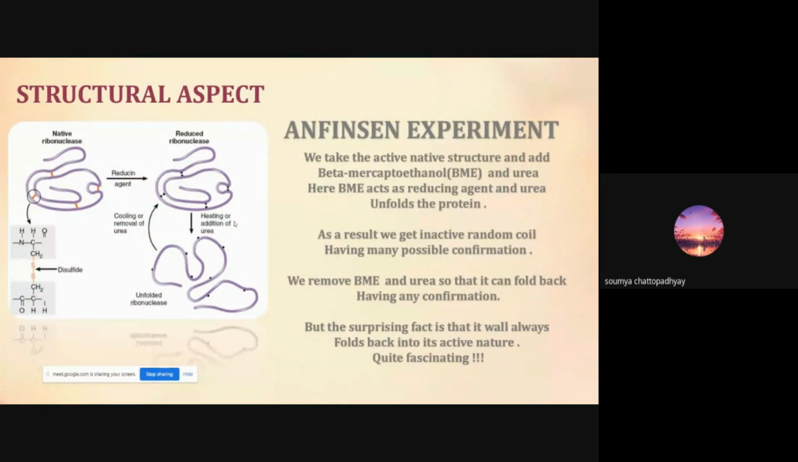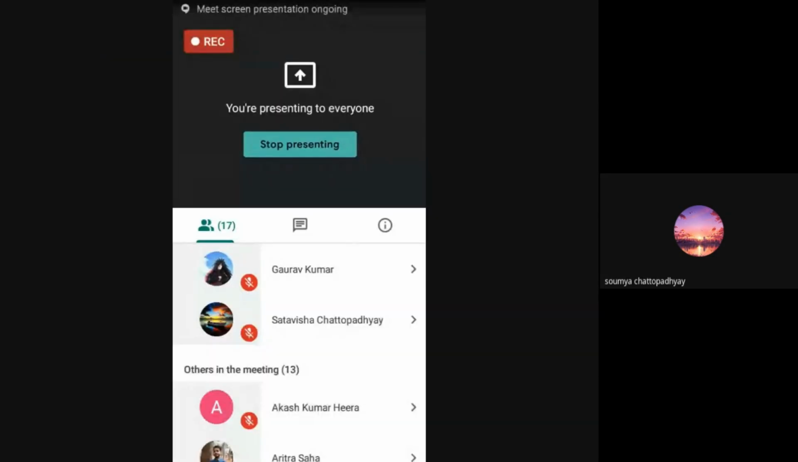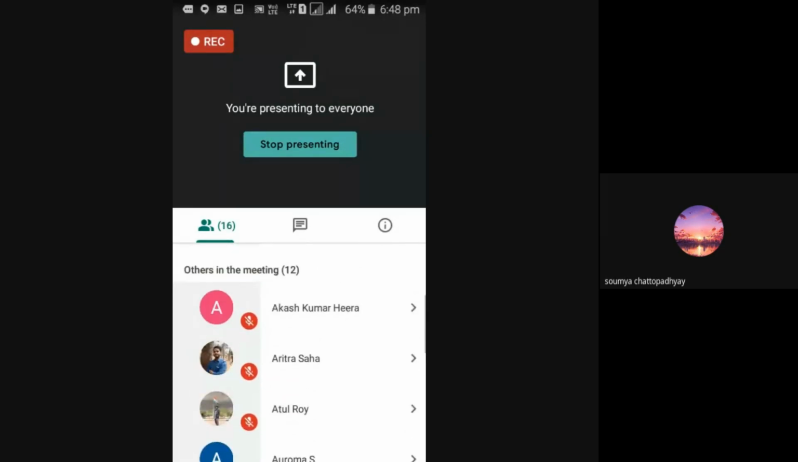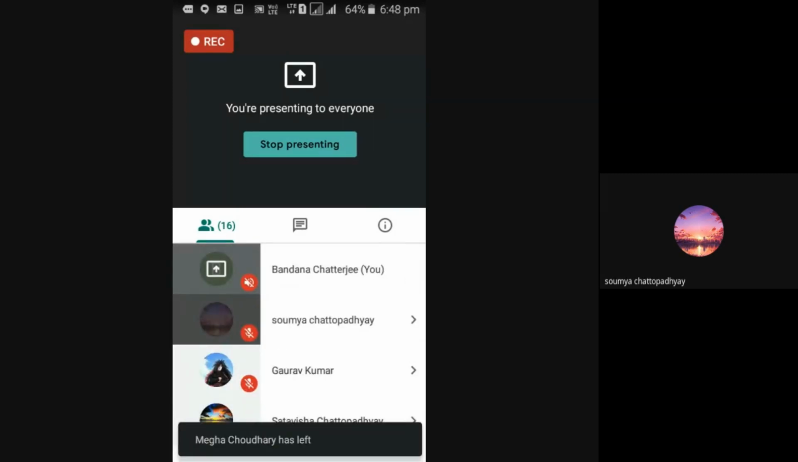Now I will come to the structural aspects. This is one fascinating experiment, to be honest. Anfinsen is the name of the professor who did the experiment. What he did was take a native ribonuclease, an active native structure, and add BME, which is beta-mercaptoethanol, which acts as a reducing agent, and he furthermore added urea, which unfolds the protein. As a result, the protein coil unfolds and we get an unfolded ribonuclease. Now you see these black dots. These are nothing but SH groups.